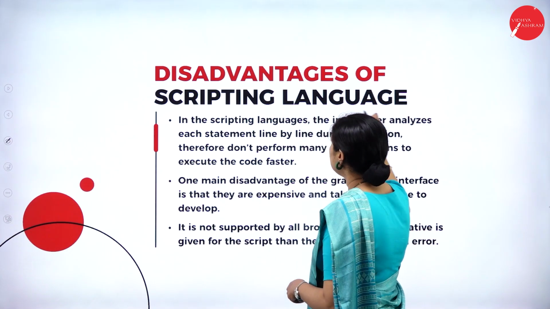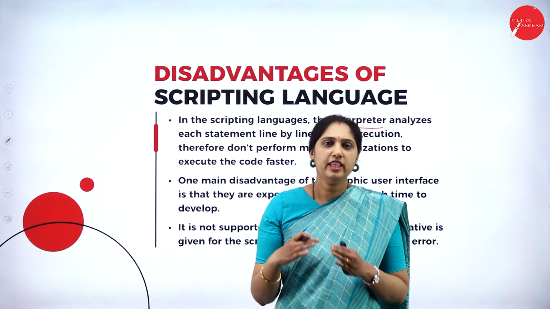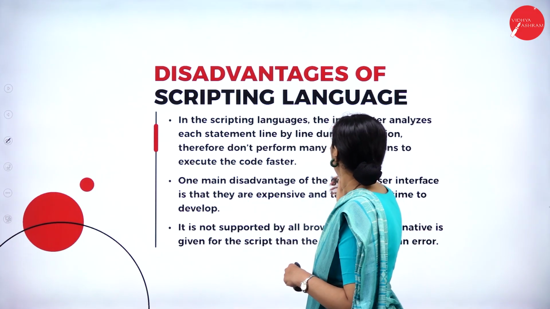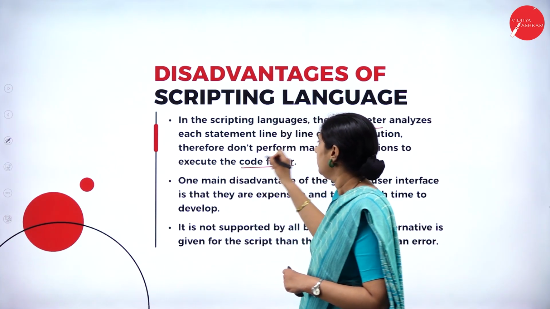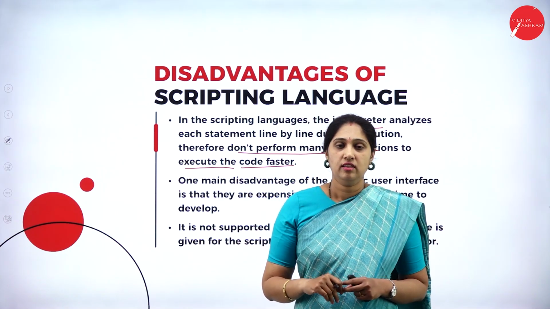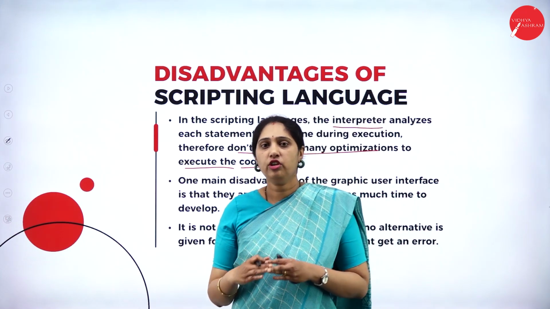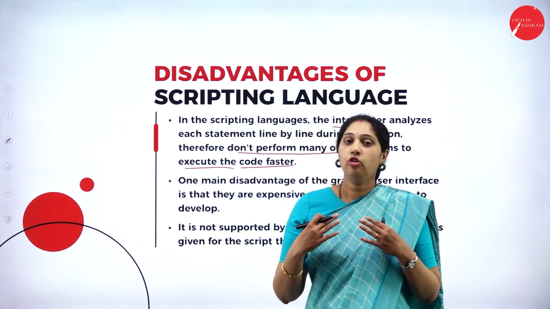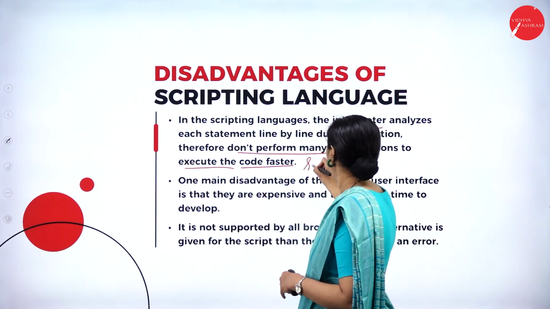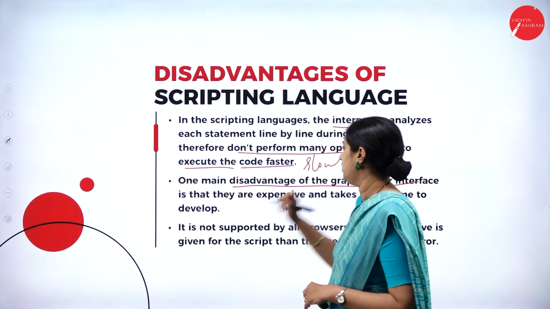Next. In the scripting language, only interpreters come into the picture. The interpreter should analyze each and every line of code. So what happens? When that is done, it doesn't perform the execution faster. See, compilation is not there, directly interpretation. So it should execute each and every line of code. So the interpreter has more responsibilities and the performance will be what? Slow.